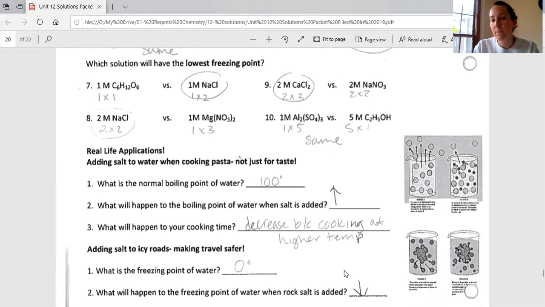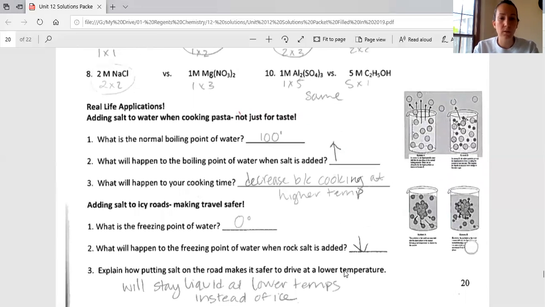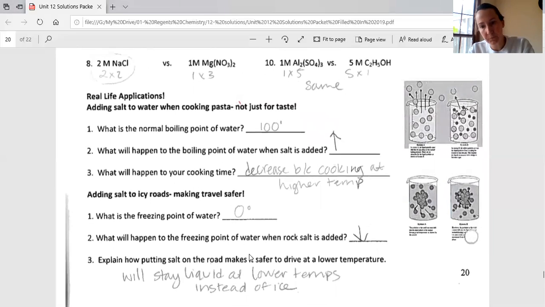Celsius, remember, so this is 32 degrees Fahrenheit. Let's say it's 25 degrees Fahrenheit. Instead of it being all icy roads now, they're still watery. So it's not as dangerous. Explain how putting salt on icy roads makes it safer to drive at lower temperatures. They will stay liquid at lower temperatures instead of ice.